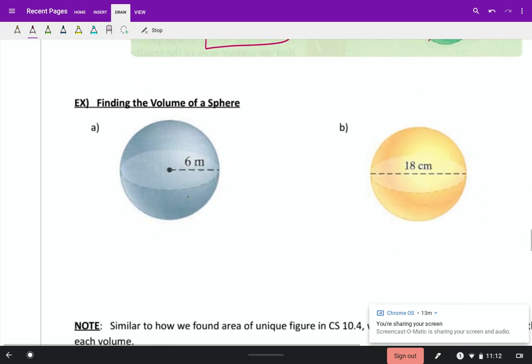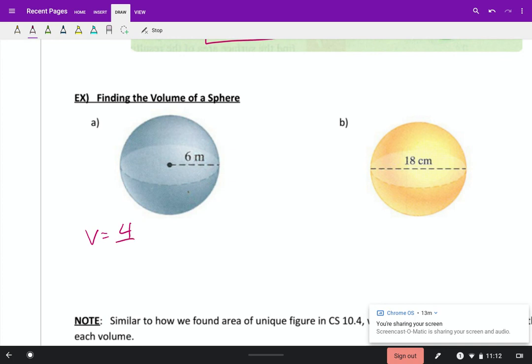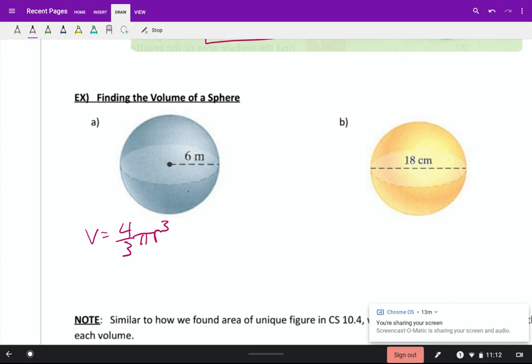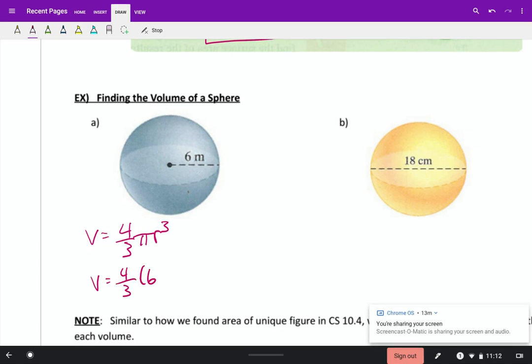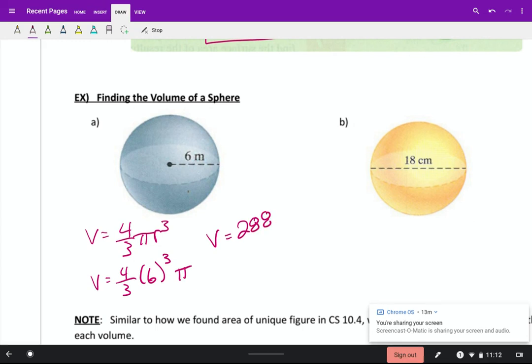So volume is equal to 4/3 pi r cubed. So we have 6. Volume is equal to 4/3 6 cubed times pi. So 6 cubed is going to be 216. 216 times 4/3 is going to be 288 pi meters cubed.